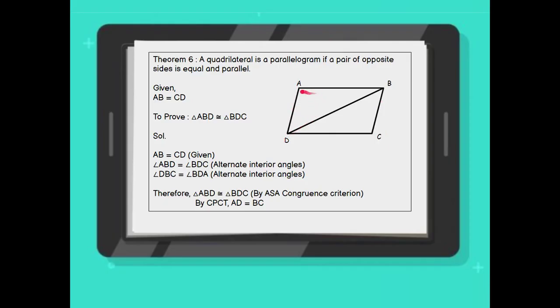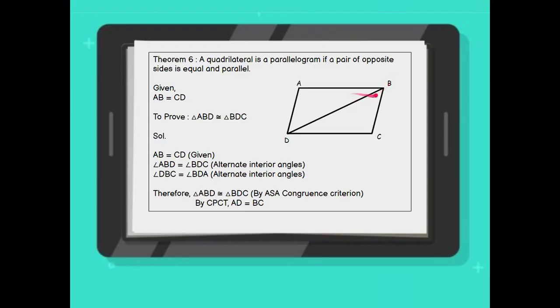So given is AB is equal to DC and they are parallel also. So we need to prove that AD is parallel and equal to BC. So here AB is equal to DC and angle ABD is equal to angle CDB. How we came to know this? Because side AB is parallel to side CD. And the second one is not correct, it should be BD as common.